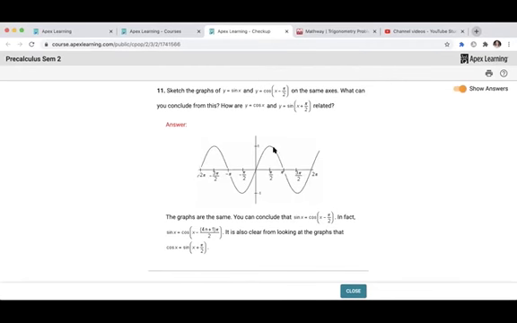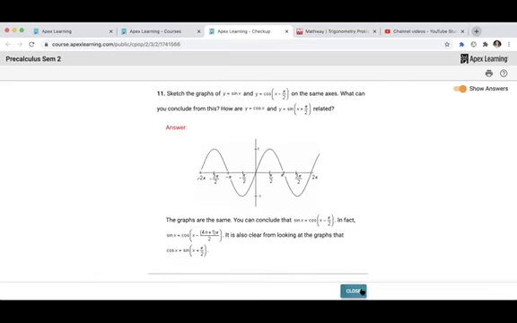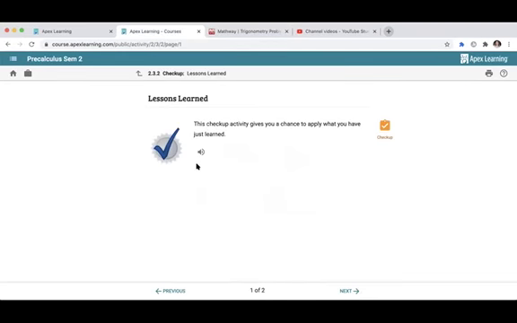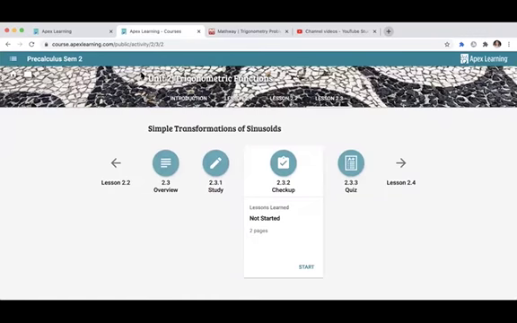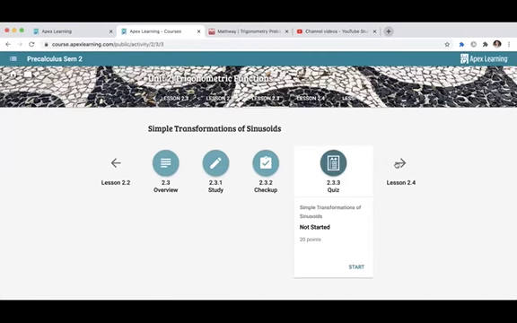Because cosine of x normally starts at 1. So if you notice, it's just offset by this pi over 2 factor. So those could actually be the same graph. That's just a fun little thing there, right? They're the same, except they're just offset a little bit by that pi over 2 factor. All right, so that's simple transformations of sinusoids. And again, reminder, you have that one quiz there.